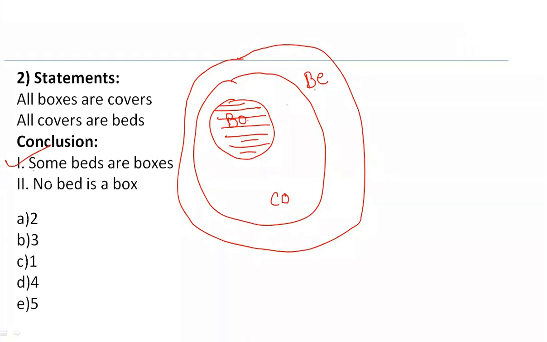Next, no bed is a box. This is absolutely false, right? Why? Because the boxes circle is completely inside the beds circle. No bed is a box means they should not have any intersection of circles or any common thing. But I can see here that boxes is completely inside beds. So there must be a relation between beds and boxes. Only conclusion one is true, and one is given for option C. So what's the answer for the question? Option C.